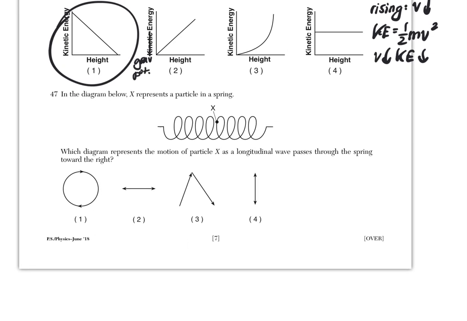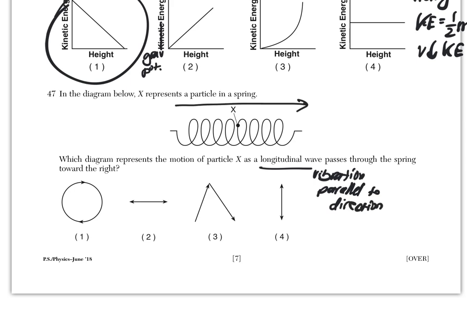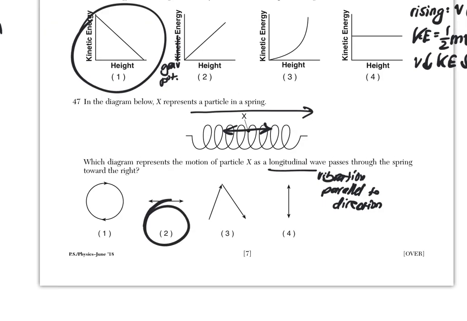Anyway, 47. I have a particle in a spring, and it says a longitudinal wave passes to the right. So the wave is traveling that way. It's longitudinal, which means that the particle vibration is parallel to the direction. And so if the direction is to the right, then particle X will vibrate left-right, will compress and rarefact as the wave moves through, and so that is going to be choice 2.